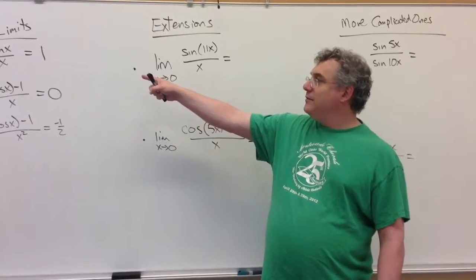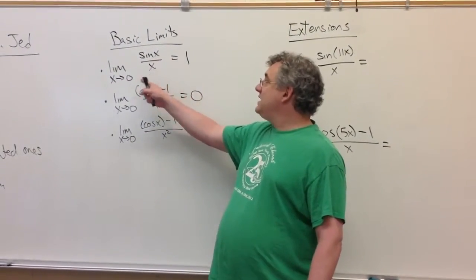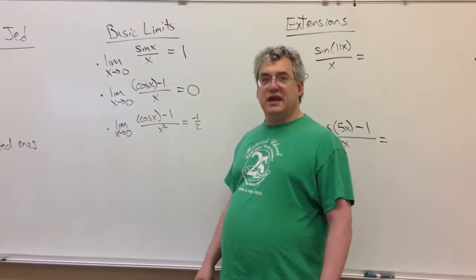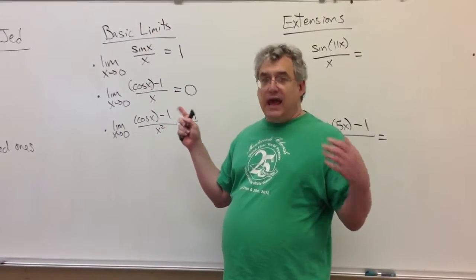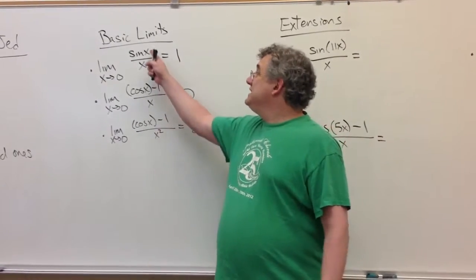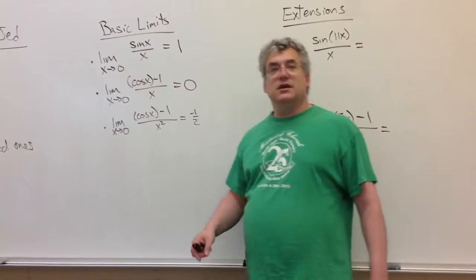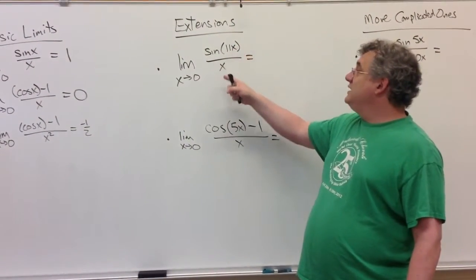And the key here is that in this limit, this x, this x, and this x are all the same thing. It doesn't have to be called x. It could be called A or U or smiley face. It does not matter. But it's the same thing in each of those places. So our goal will be to try to get the same thing in each of these three places.